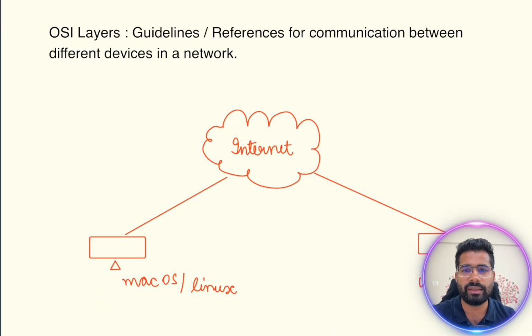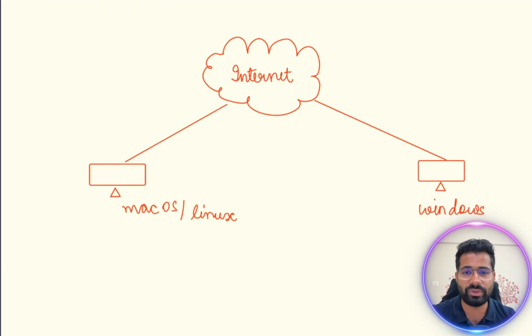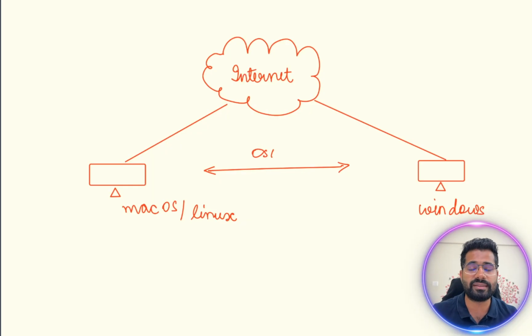So what is an OSI layer? The OSI layer is basically a set of guidelines or rules set up by ISO, that is the International Organization for Standardization, for communication between different devices in a network. So let's say we have two computers, one running on Mac OS or Linux and the other running on Windows, and they want to communicate with each other. Since they're running on different operating systems and understand different languages, it becomes difficult for them to communicate. This is where OSI layers come into play, which provides a standardization for communication between these devices running on different operating systems.